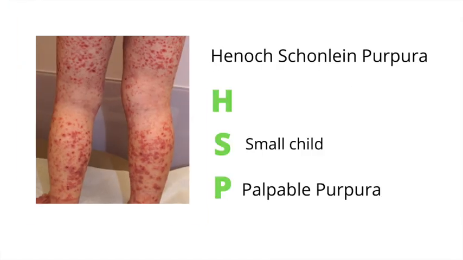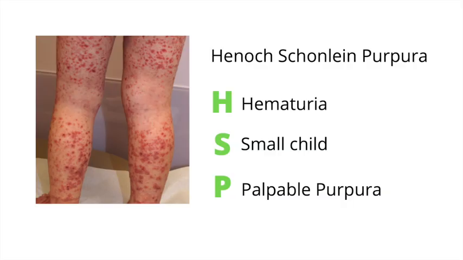And now we have that classic rash seen in Henoch-Schönlein purpura. So this is typically seen on the buttocks or thighs of children who have Henoch-Schönlein purpura. So we can remember some of the key features of this disorder with the letters HSP. H, hematuria. S, small child, like small children are usually affected. And P, palpable purpura.